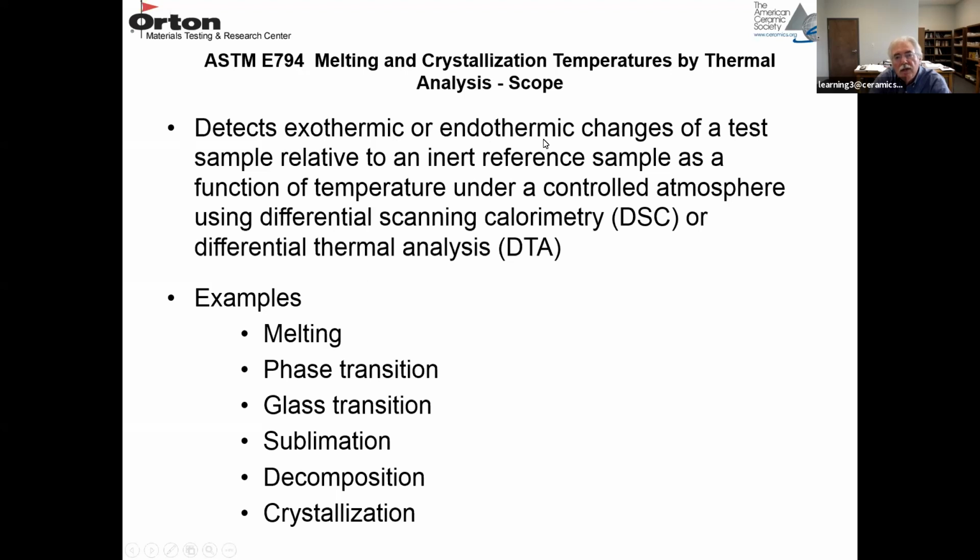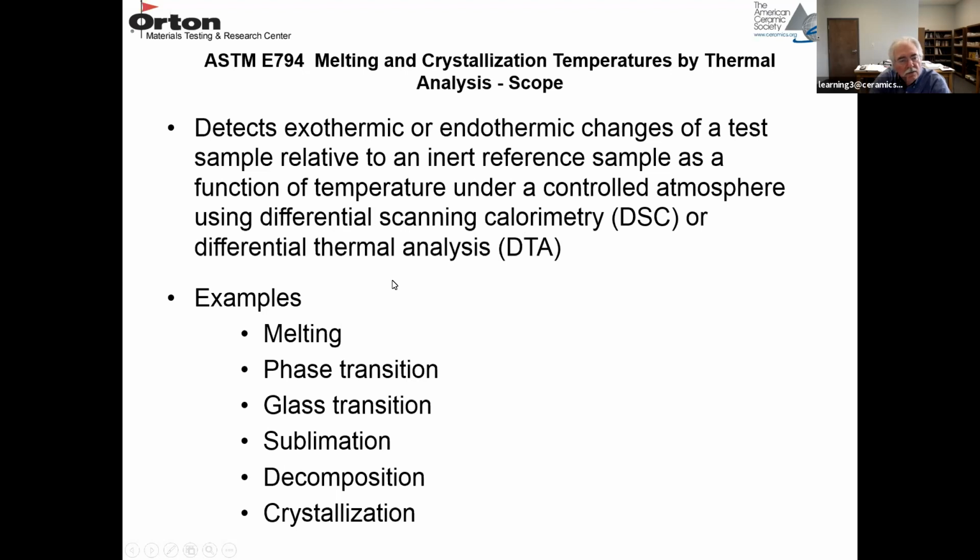So it detects exothermic and endothermic changes of a test sample relative to an inert sample as a function of temperature under a controlled atmosphere using a DSC, which we talked about a little before, a differential scanning calorimeter, or a differential thermal analyzer, which is a DTA. So we'll concentrate on a DTA in this particular test.